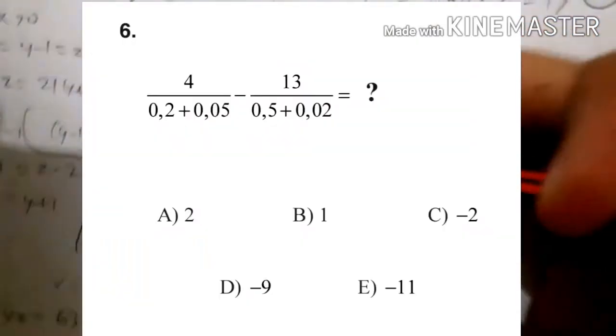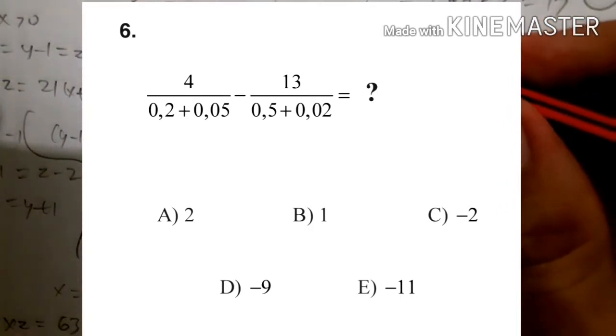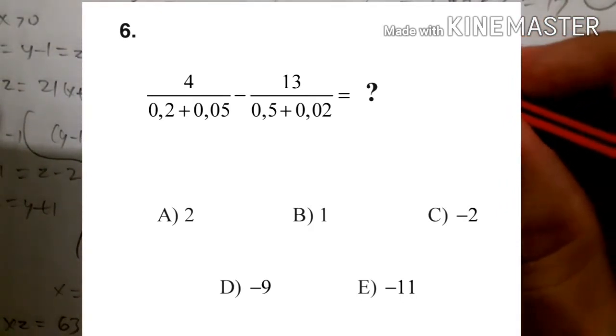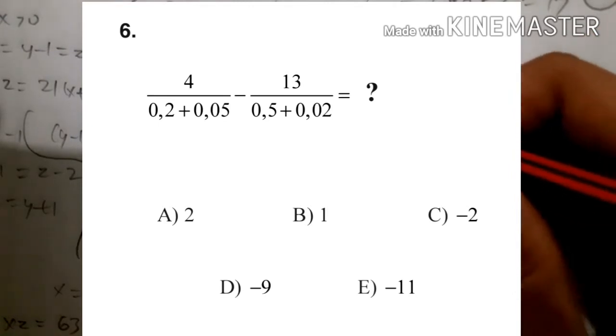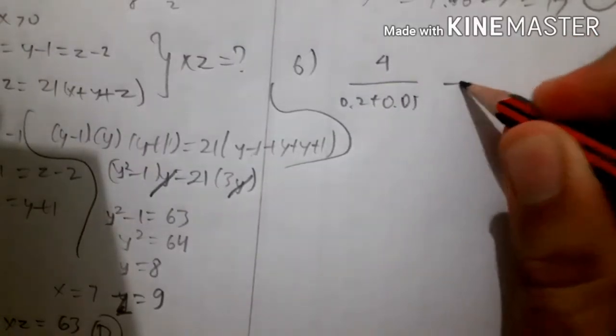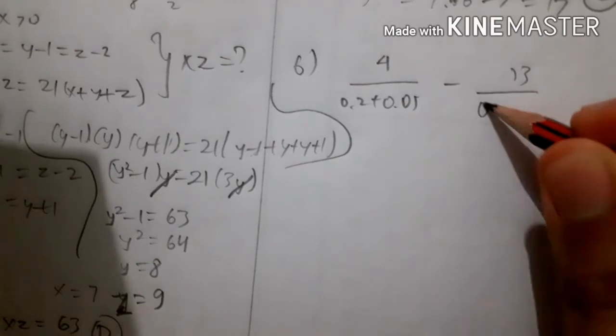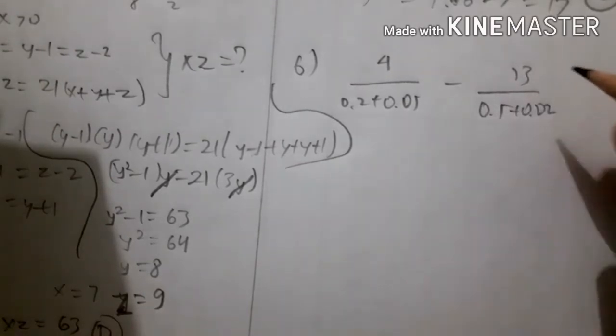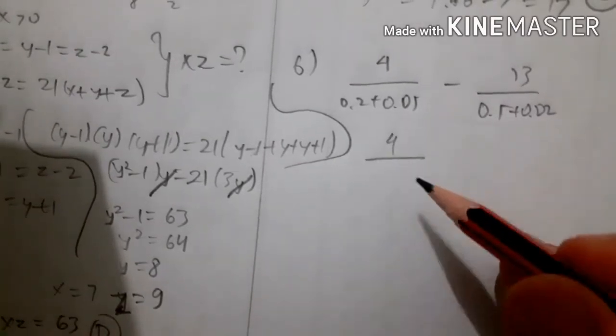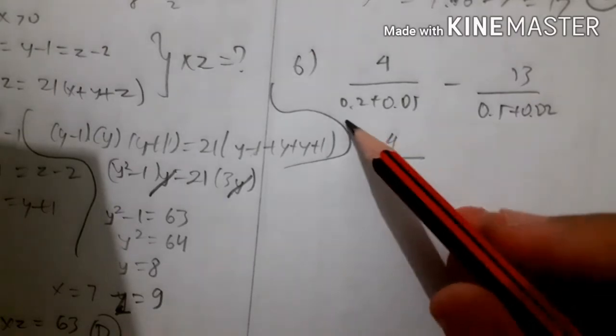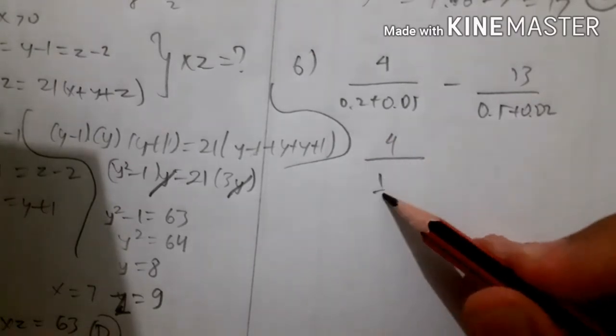Okay, now let's go for number 6. Well, it looks like that is a simple question maybe. Okay, you can just change 4 over 0.02 plus 0.05 minus 13 over 0.5 plus 0.2, right? You can just change that into, this is 0.25, right? That is 1 over 4, which is 16.